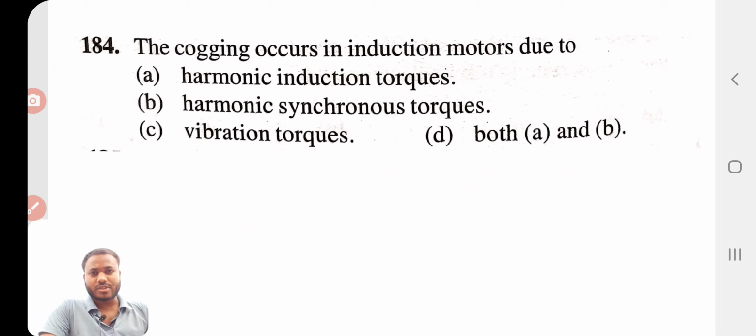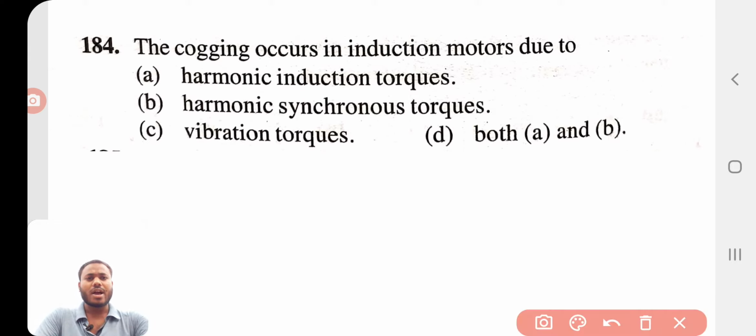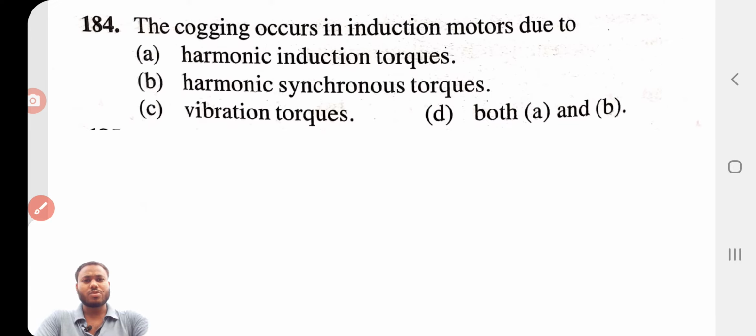Let us see the question, friends. The cogging occurs in an induction motor due to what? The options given are: A, harmonic induction torque; B, harmonic synchronous torque; C, vibration torque; and last option D, both A and B. Here the right answer will be harmonic synchronous torque. In an induction motor, cogging always occurs because of the harmonic synchronous torque. That is why cogging is introduced.